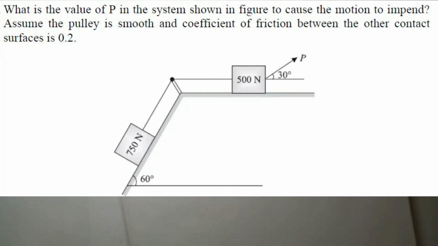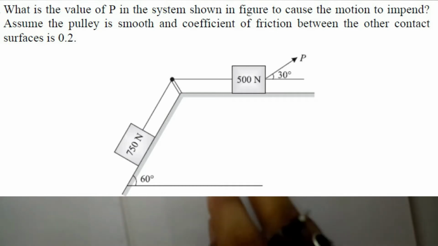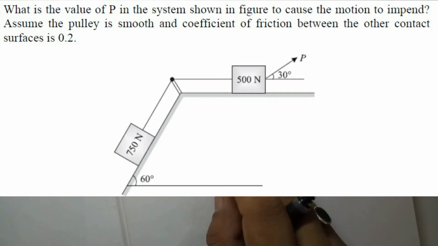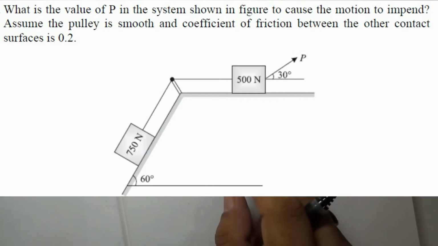Now we will solve the fourth type of numerical. In this numerical, what is given there? There are two objects. One is on an inclined surface and the second is on a horizontal surface. The question says: what is the value of P in the system shown in the figure to cause the motion to impend? Impend means just start moving. Assume the pulley is smooth and the coefficient of friction between the other contact surfaces is 0.2.